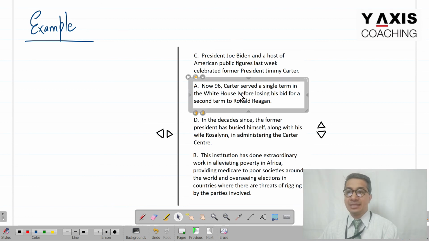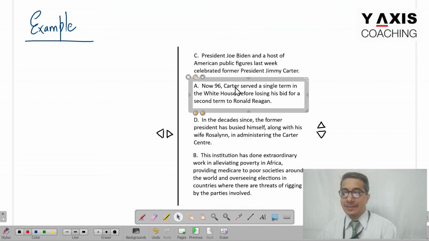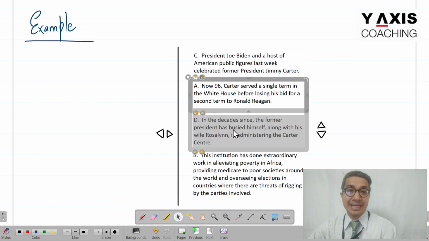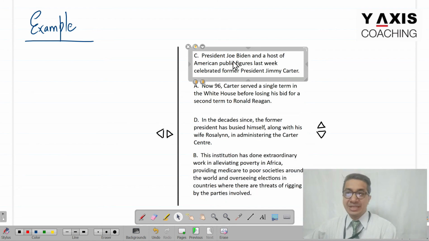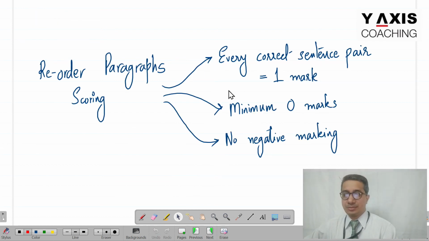Because these are 4 statements, they will give you a maximum of 3 points, because CA makes one pair, A and D makes pair 2, D and B makes pair 3. So for every correct pair you get 1 mark, and that's exactly what the scoring pattern is all about. I hope this really helped all of us understand the importance of little things like getting the topic sentence, getting the linkers, how the ideas are connected, the pronouns, the relative clauses, and so on and so forth.